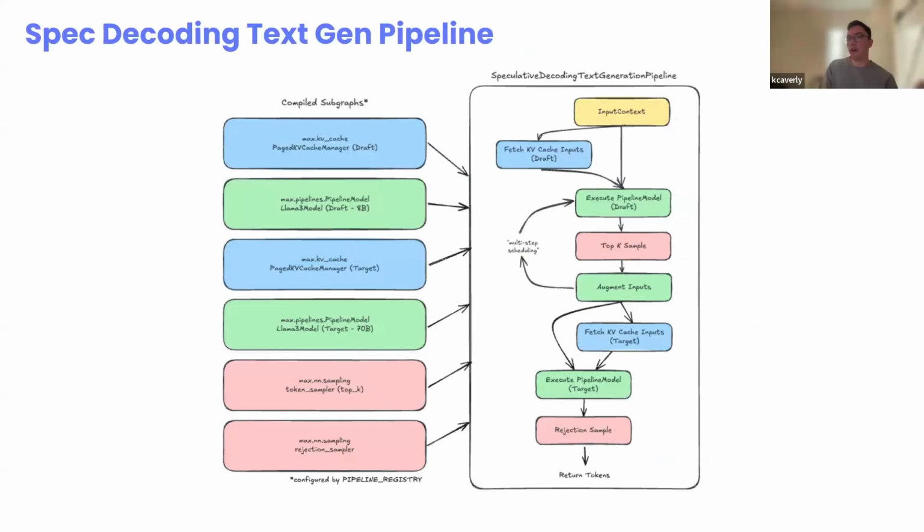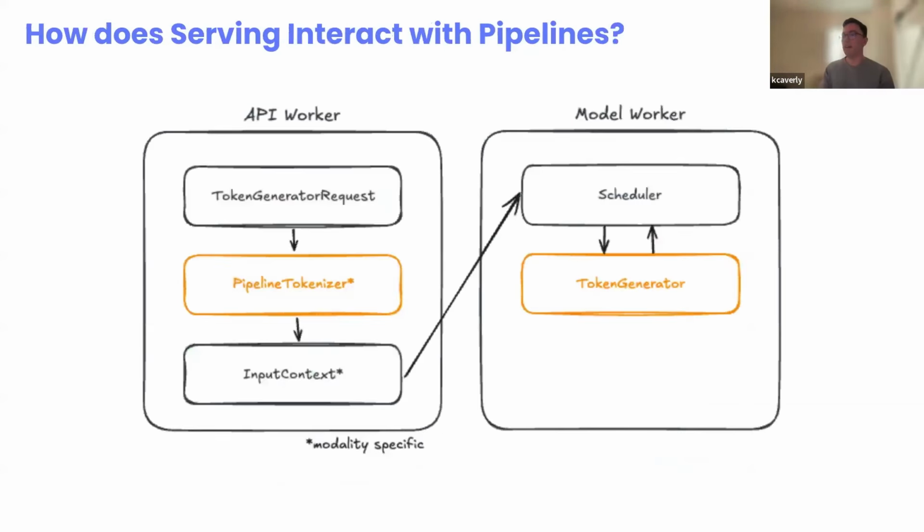So assuming we have two objects, these tokenizers and the pipeline, how does serving actually interact with these? I'm sure Deep is going to be talking about this in more depth next week, but we essentially run two primary processes. I'm not going to get all these details right surrounding the API worker and the model worker, but this is how Pipelines thinks about it. I can give you that.